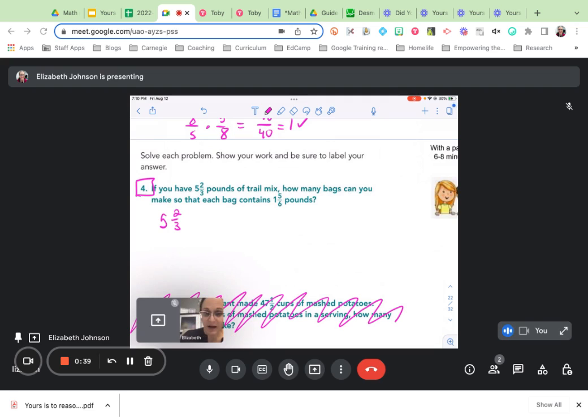Now I know that you could draw a bar model. I know that you could draw a number line, but I don't want you to because it would take a long time. Instead, what I want you to use is the algorithm. So I want you to change these into improper fractions. There we go. And I want you to rewrite this division problem as multiplication and solve it. So here you would do 17/3 times the reciprocal of 11/6.